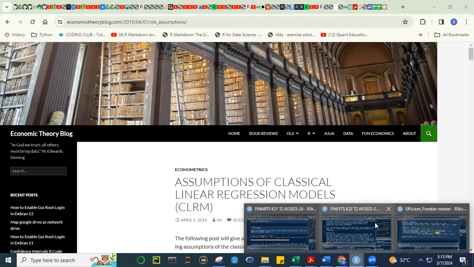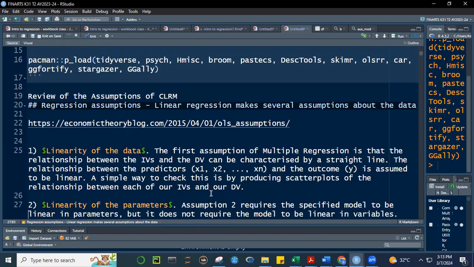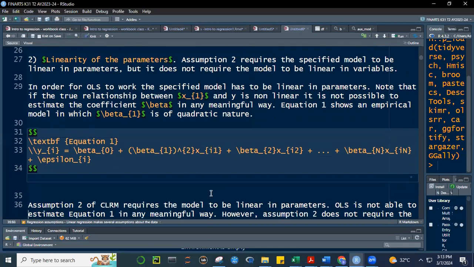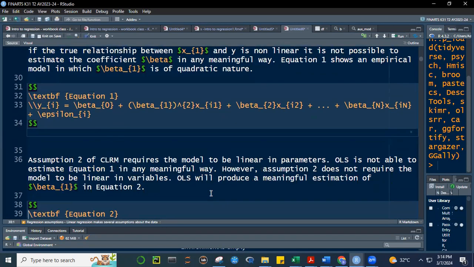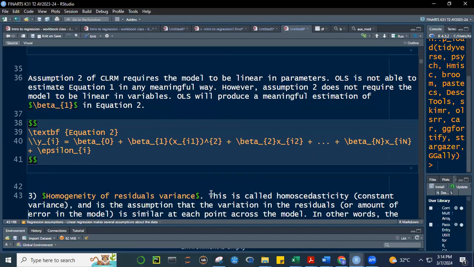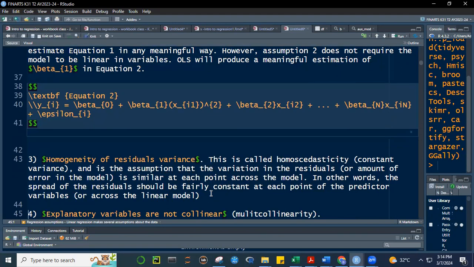So let's go back here to our text. These are the assumptions, class: linearity of the data, linearity of the parameters. Then this is just a review, so I will not go through this in detail. Then the homogeneity of the residuals. Dapat 'yung residuals natin constant siya. Hindi pwedeng nag-i-increase siya. Non-constant, either a fanning out or a fanning in.